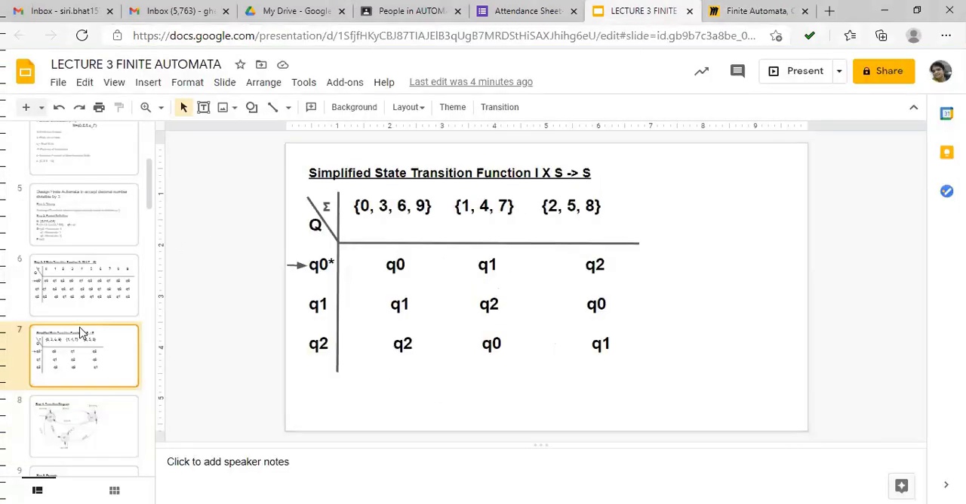Our next step is to draw the transition diagram. How do we read this state table? Q0 on input 0, 3, 6, 9 transits to Q0. Or in layman's language, we say that Q0 goes to Q0 on input 0, 3, 6, 9.